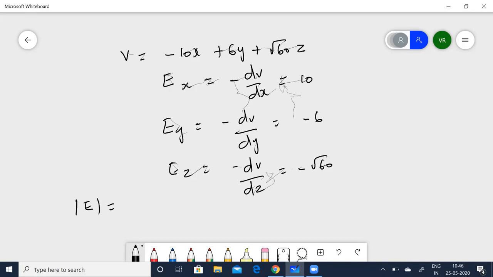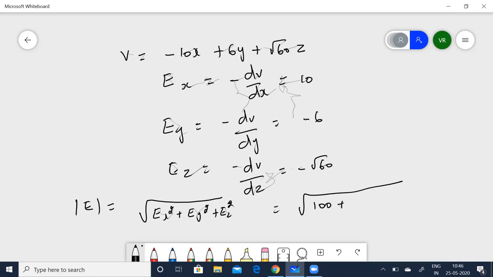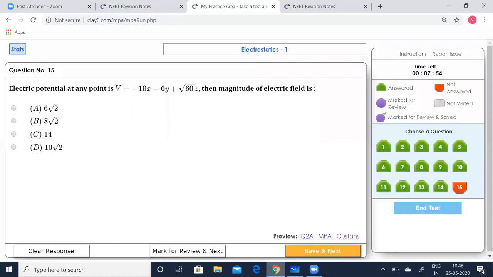electric field is given by root of Ex squared plus Ey squared plus Ez squared, which is equal to root of 100. 10 squared is 100, plus 36, plus root of 60 the whole squared is 60. So that is equal to root over 136 plus 60, which gives you 196. Square root of 196 is 14. Let's see which option is correct. 14. Option C is correct.